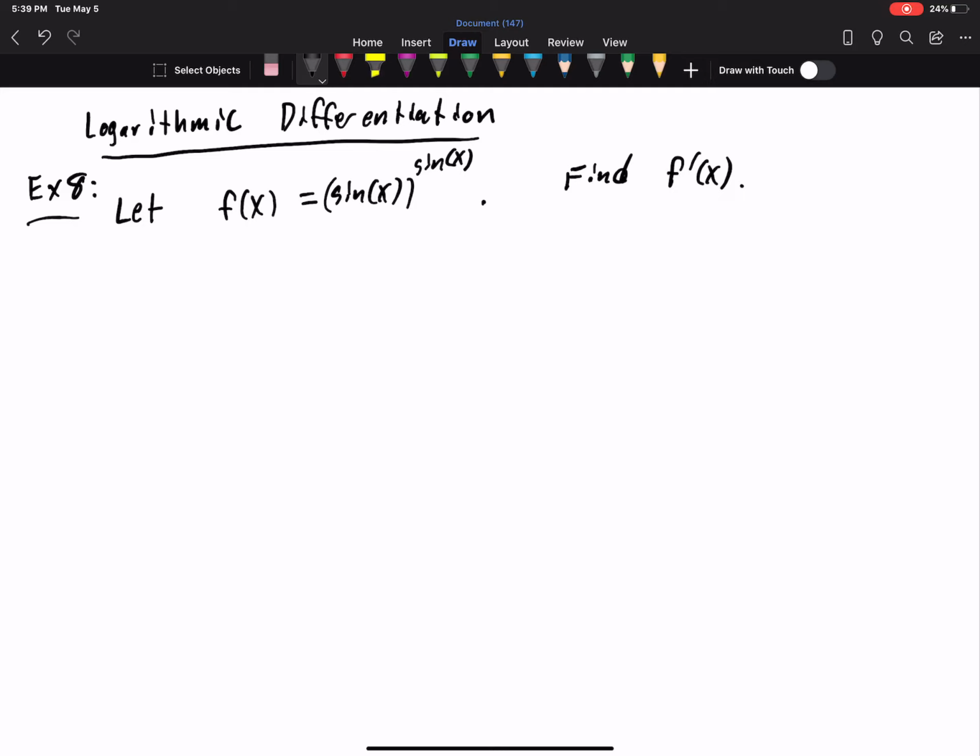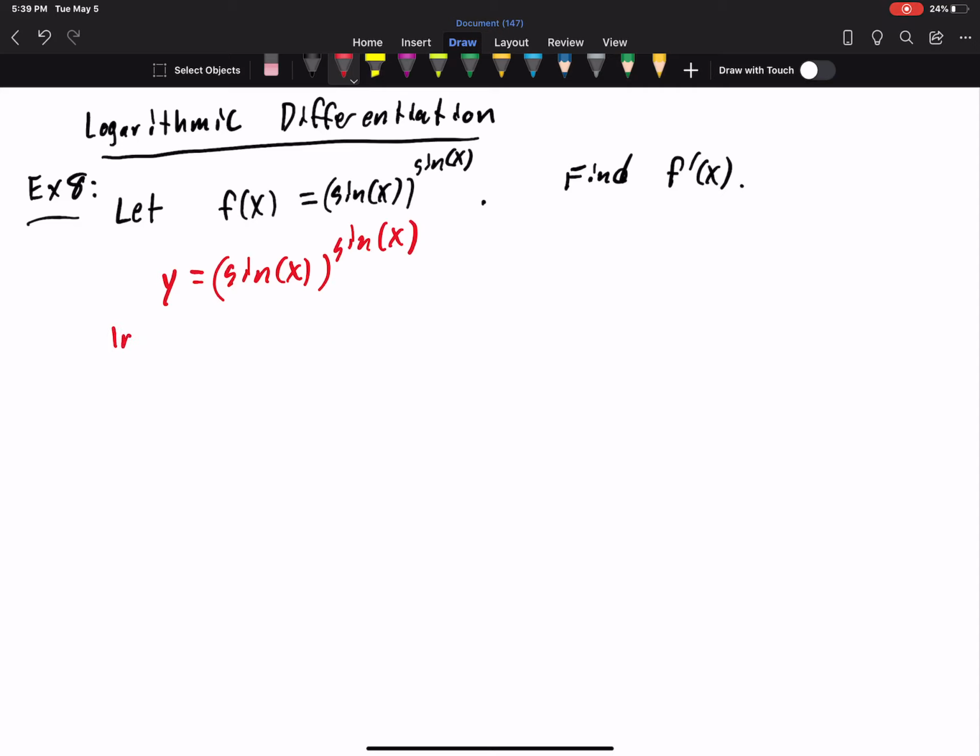Turns out it's going to work exactly the same way as problem number 3, problem number 5, and it shouldn't be any more difficult than that. Hopefully. You just have to know how to derive sine. So setting this equal to y, we have sine of x all to the sine of x power. Kind of weird. That's okay.